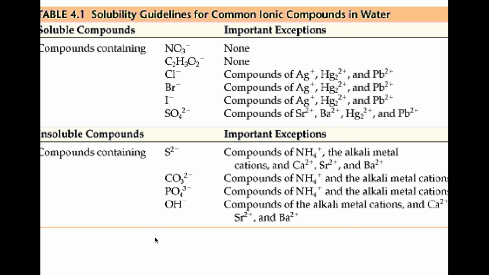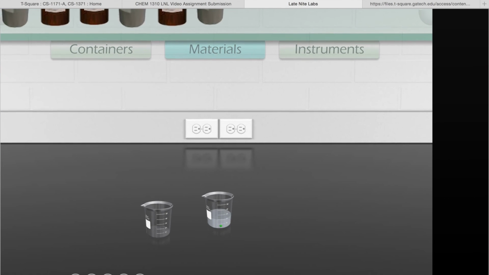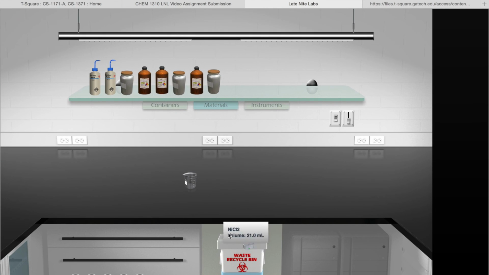Knowing this, it is safe to say that the precipitate formed is nickel 2 hydroxide, and the entire reaction is a double displacement. Having finished this experiment, we may now clear our workspace.